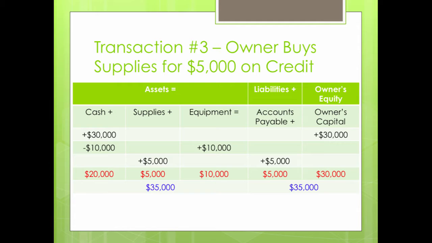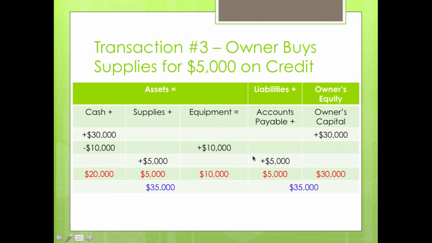And then the last question you need to ask yourself is, is the equation balanced? So then again, you add each account that is affected by the recording process of the transaction. So in supplies, we started with $0, and then we purchased $5,000 in supplies. So the total amount of the supplies account is now $5,000, which is in red.